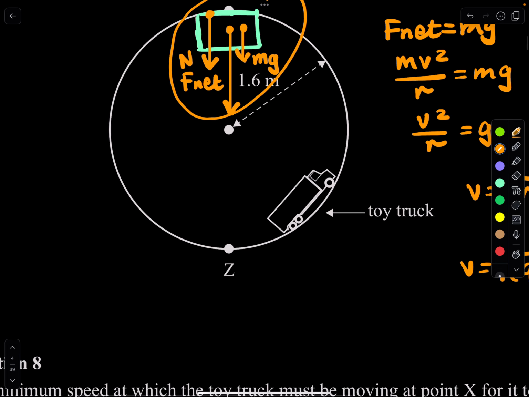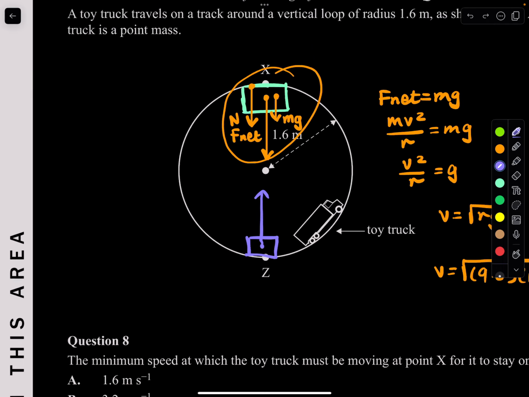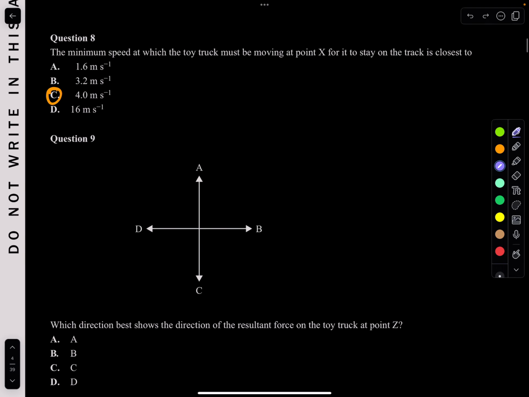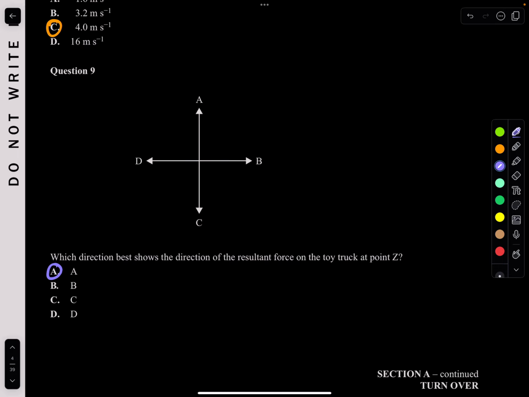So at point Z, what do we know? Let's just draw a tow truck. So this is where the tow truck would be. We know the resultant force is going to be upwards. Remember, it's always towards the center, which hence it's upwards, which is A, as you can see.